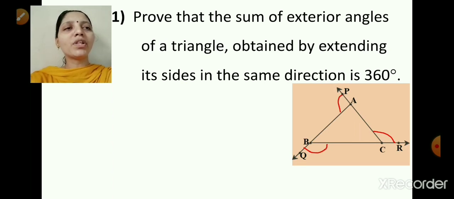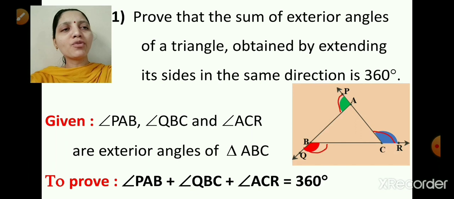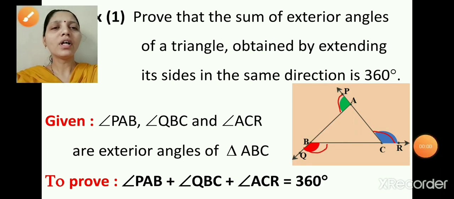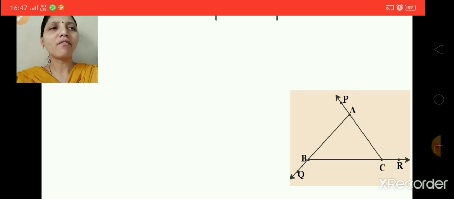So let's start with the given part. Angle PAB, angle QBC and angle ACR are exterior angles of triangle ABC. What we have to prove is angle PAB plus angle QBC plus angle ACR is equal to 360 degrees. Now there are two methods to prove this statement. Let's start with the first method.